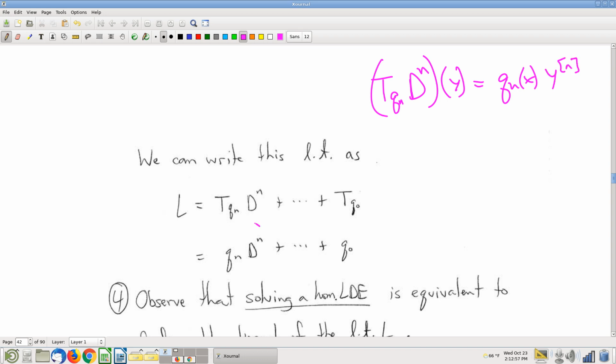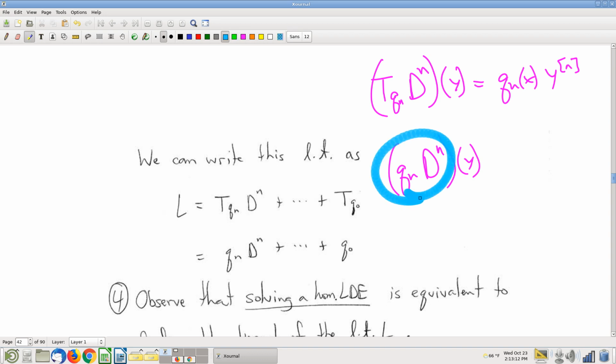Now, what should this mean? What should it mean if I were to write down qn d to the n of y? And before I write down what I think, let me complain that as written here, it's not really clear what that is. I have not previously defined for y'all what it should mean to multiply a linear transformation times a function of x. I haven't defined that.